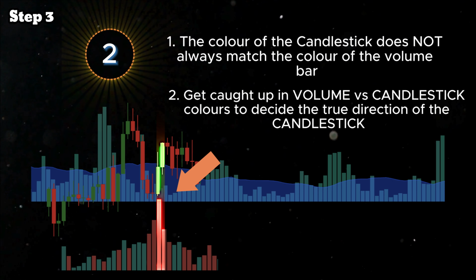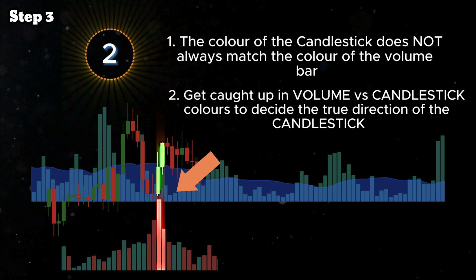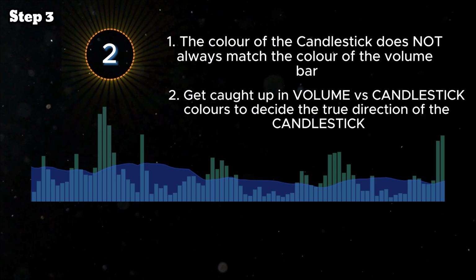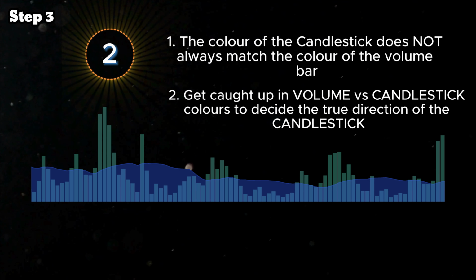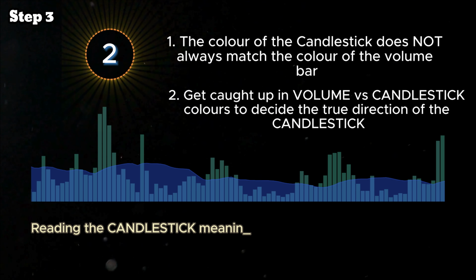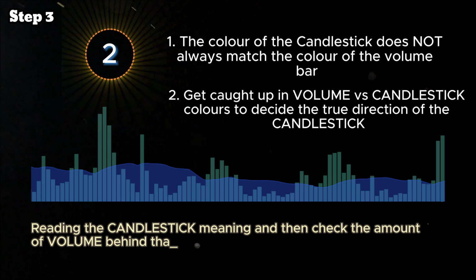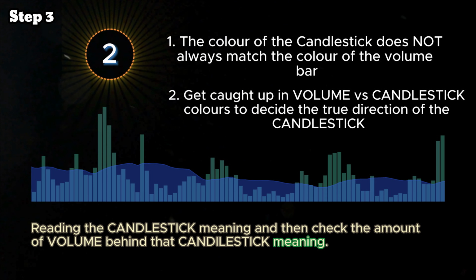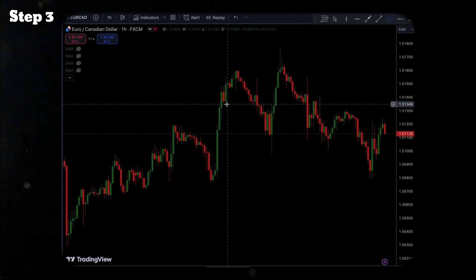And the second thing is that you get caught up in candlestick versus volume bar colors to decide the true direction of the candlestick, rather than reading the candlestick meaning and then checking the amount of volume behind that candlestick meaning. Now let's get into configuring the volume indicator.